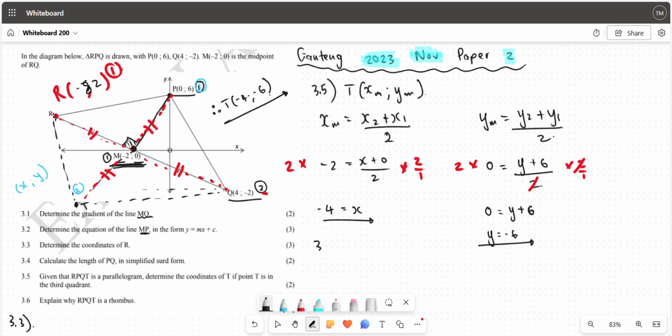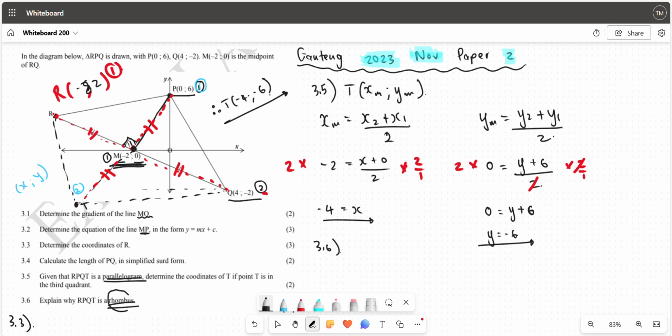Then the last question, 3.6. Explain why RPQT. So RPQT, we were told initially here that it's a parallelogram, but now they're saying state why it is also a rhombus. Remember, a rhombus is a type of a parallelogram. So there are 3 types of parallelograms. There's a rhombus, there's a square, and there's a rectangle, and obviously there's a normal parallelogram. So all those shapes are types of parallelograms.